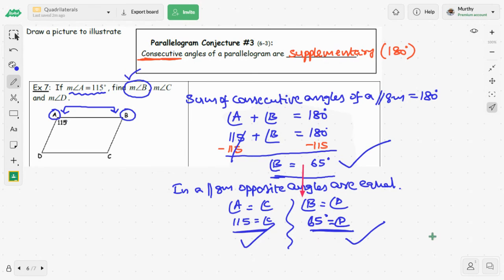If you can understand the properties of parallelograms, like opposite angles are equal, opposite sides are equal, and the sum of consecutive angles, meaning angles which are next to each other, neighboring angles, is equal to 180 degrees, then the same properties you can implement for a rectangle, a square, and a rhombus too. Okay. Let's go to the next property.